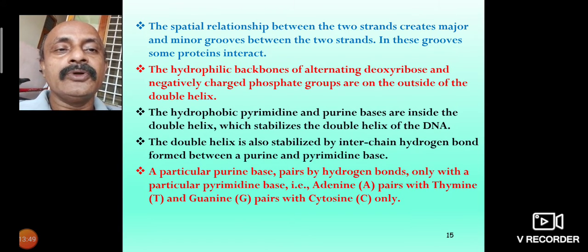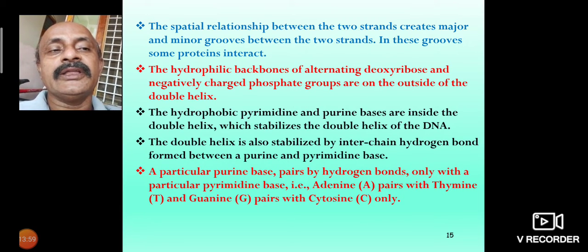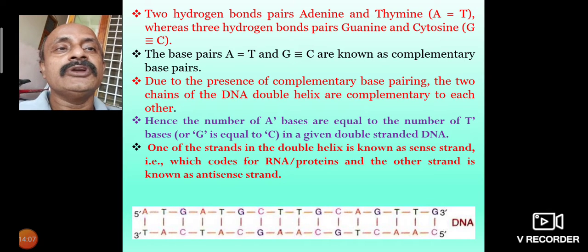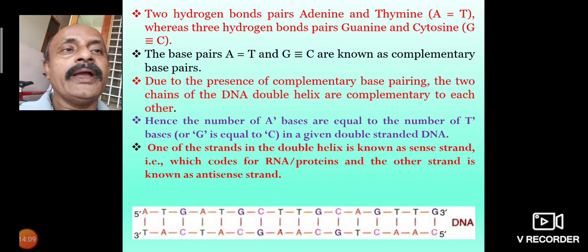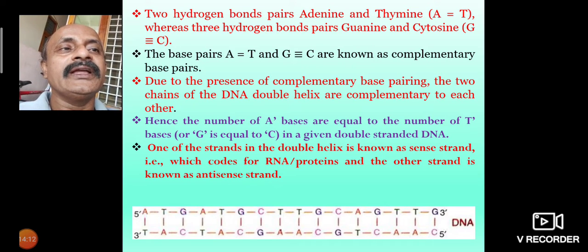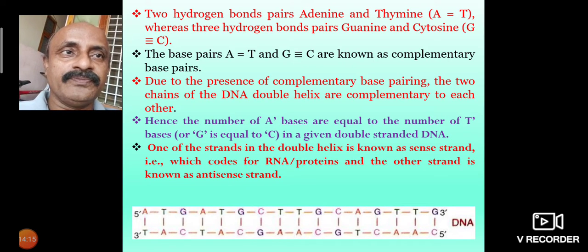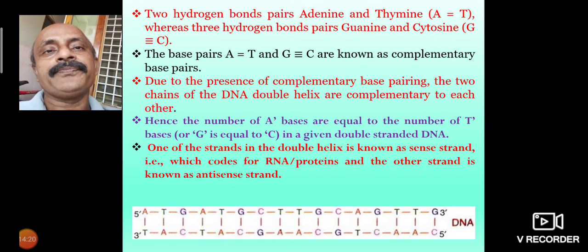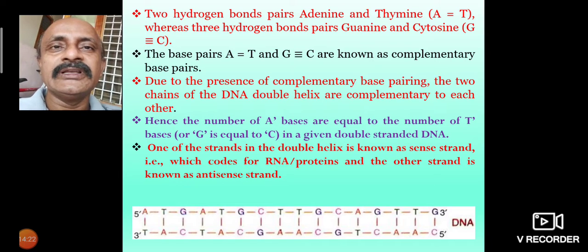A particular purine base pairs by hydrogen bonds only with a particular pyrimidine. Adenine pairs with thymine, and guanine always pairs with cytosine. This is an important feature. Adenine and thymine always take a double bond, and guanine and cytosine a triple bond. Triple hydrogen bonds join the two threads to each other.